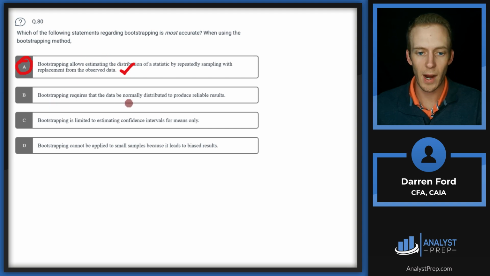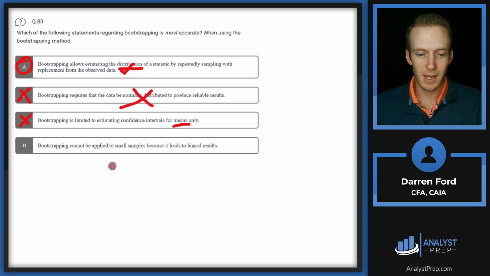B, bootstrapping requires the data to be normally distributed to produce reliable results. That's going to be incorrect. That's actually one of the advantages of bootstrapping. Like it says in answer A, we're repeatedly sampling to estimate the distribution. We don't need there to be a normal distribution. C, bootstrapping is limited to estimating confidence intervals for means only. It can estimate confidence interval for the mean, but it can also estimate it for a lot of other different statistics. It's not beholden to the mean.